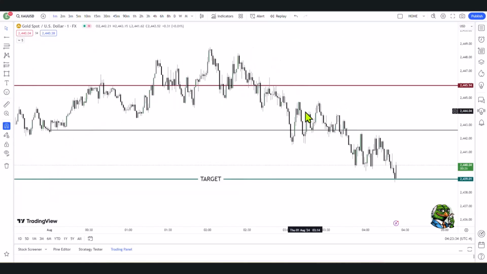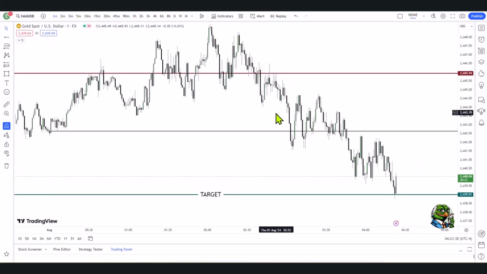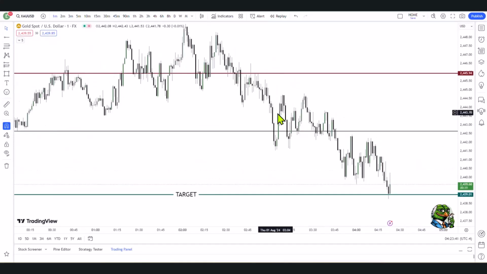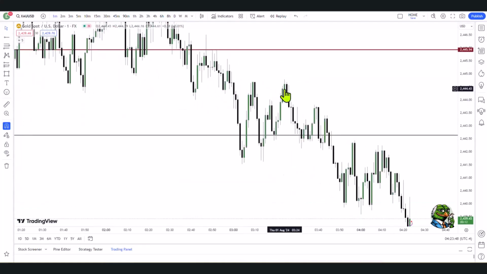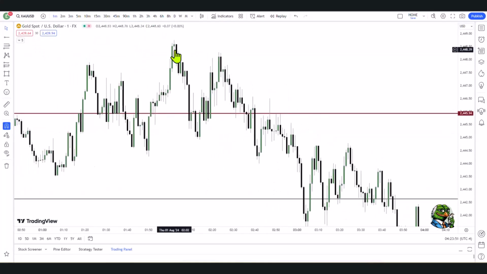Okay, look at this, two. Let's see, where's 2 a.m.? 3:30. There we go. This is 2 a.m. Okay, this is my favorite setup. So 2 a.m. was the best setup here for this trade. Up here at 2448.